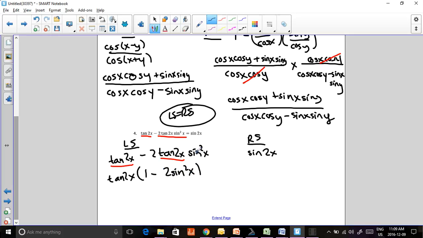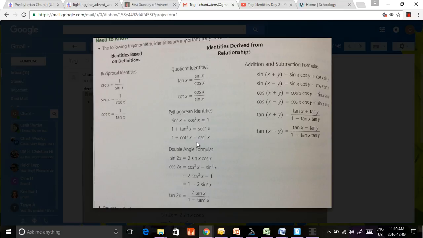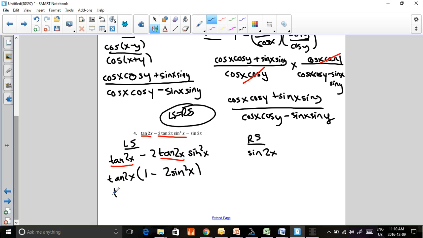Now, why is that important? Where have we seen this before? You're thinking, that looks familiar, 1 minus 2 sine squared x. And here it is. Look, 1 minus 2 sine squared x can be replaced with cos 2x. So I'm going to do that. Now, how can we turn this into sine 2x, you're thinking? Well, I need to divide this by a cos 2x.